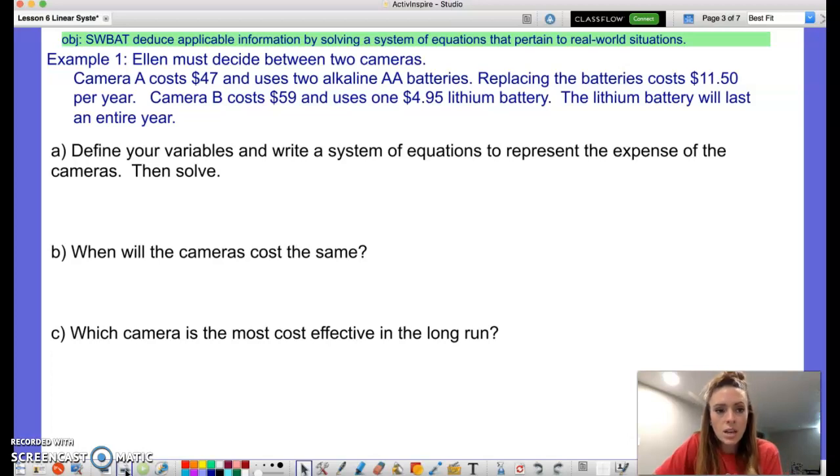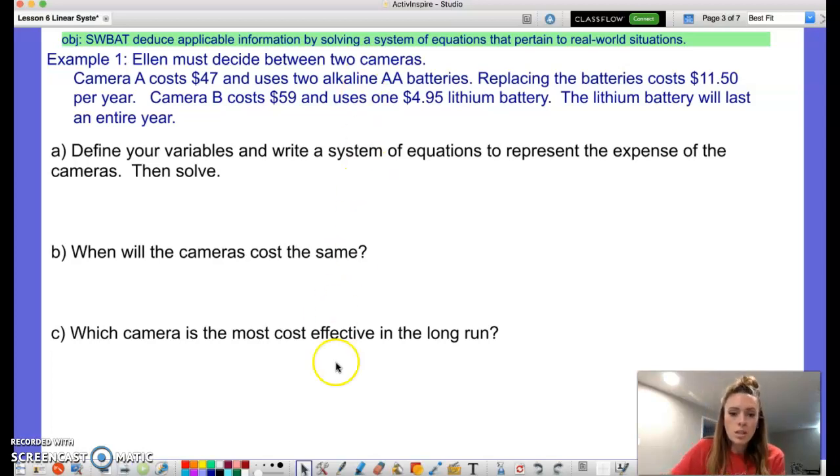We've got two camera types. We've got camera A, and it costs $47 and uses 2 batteries. Replacing those batteries costs $11.50 per year. Then we've got camera B. It costs $59 and uses 1 battery for $4.95, and that battery will last a year.